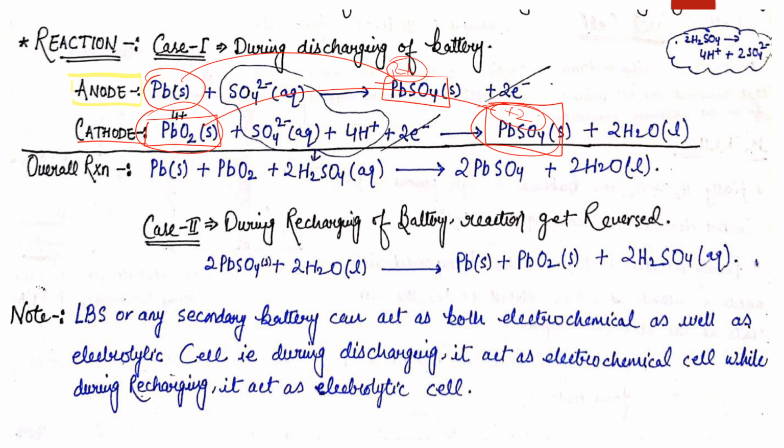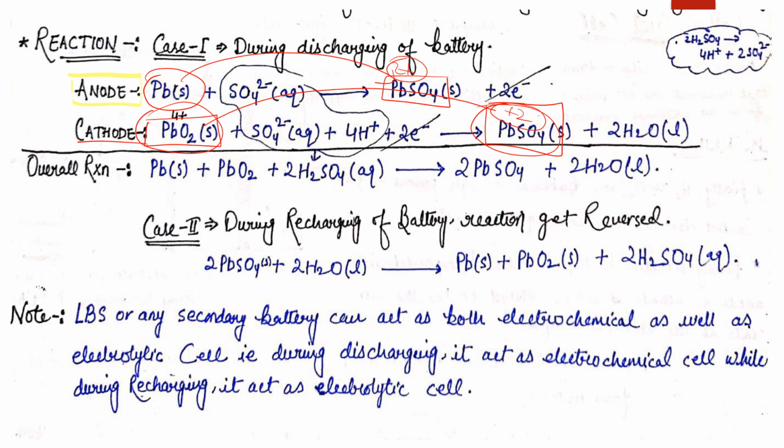As a result, the concentration of the H2SO4 electrolyte continuously decreases during the discharging of the battery. The lead storage battery is a secondary battery, as you already know, so it undergoes a charging process if it is completely discharged, for reuse purposes.